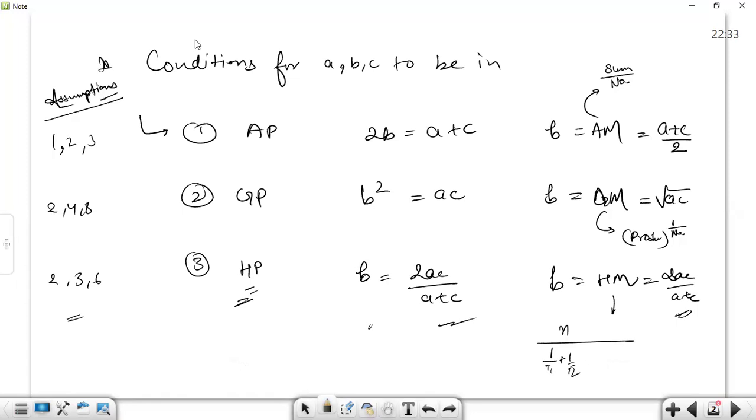Let me rewrite it properly. The harmonic mean for n terms, where the n terms are t1, t2, up to tn, is n divided by the sum of their reciprocals.